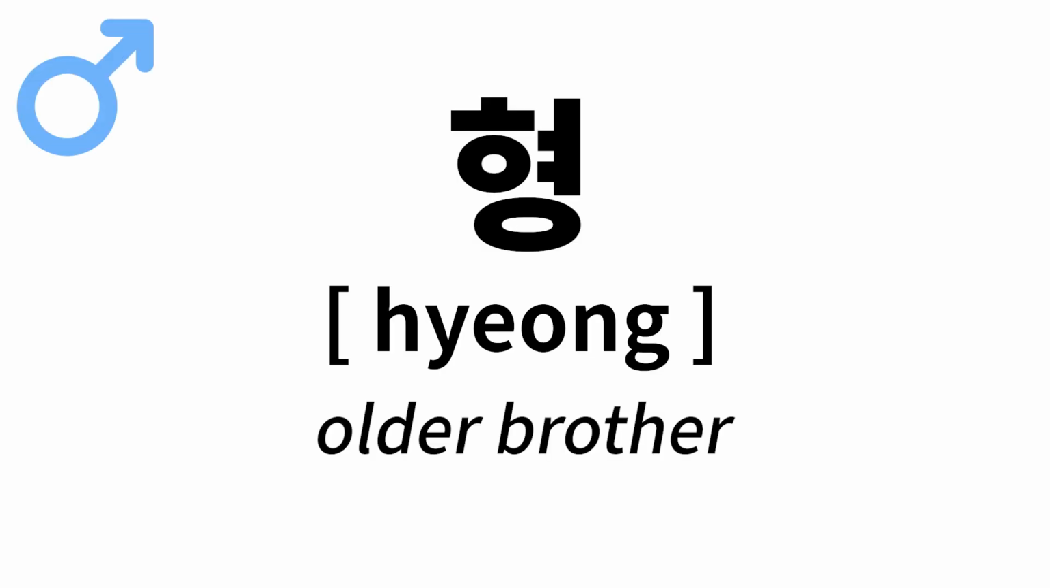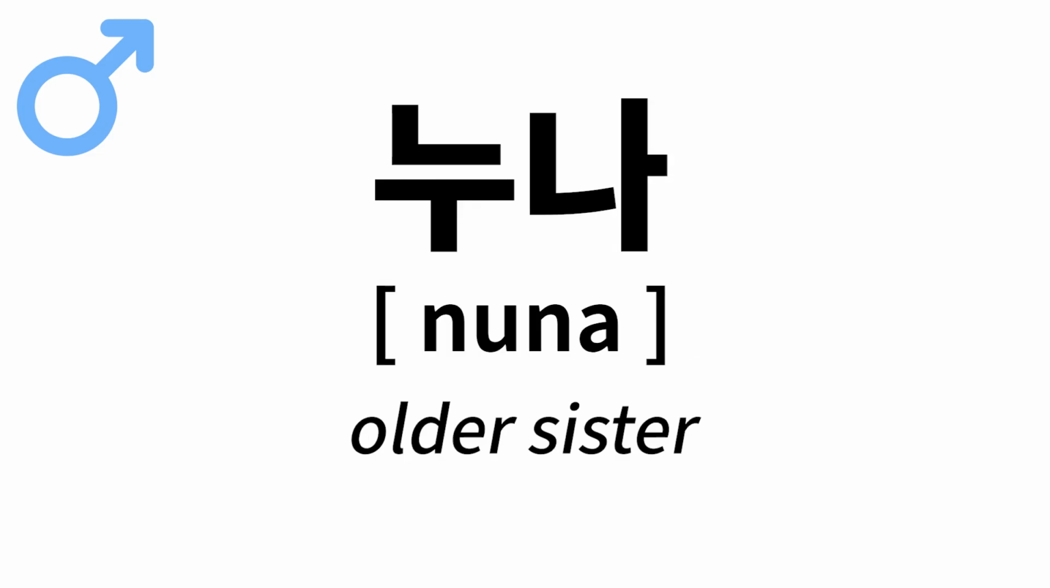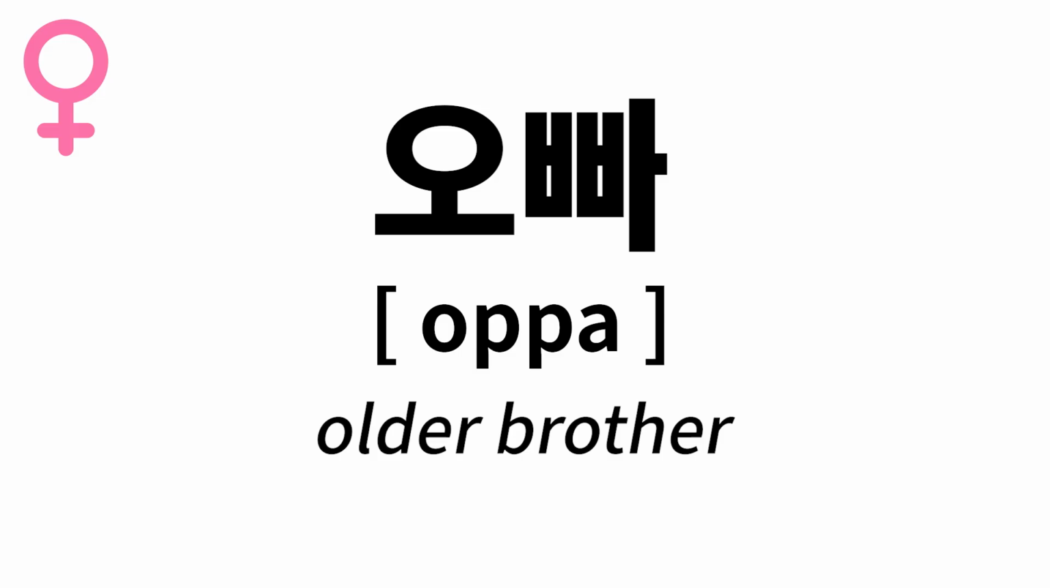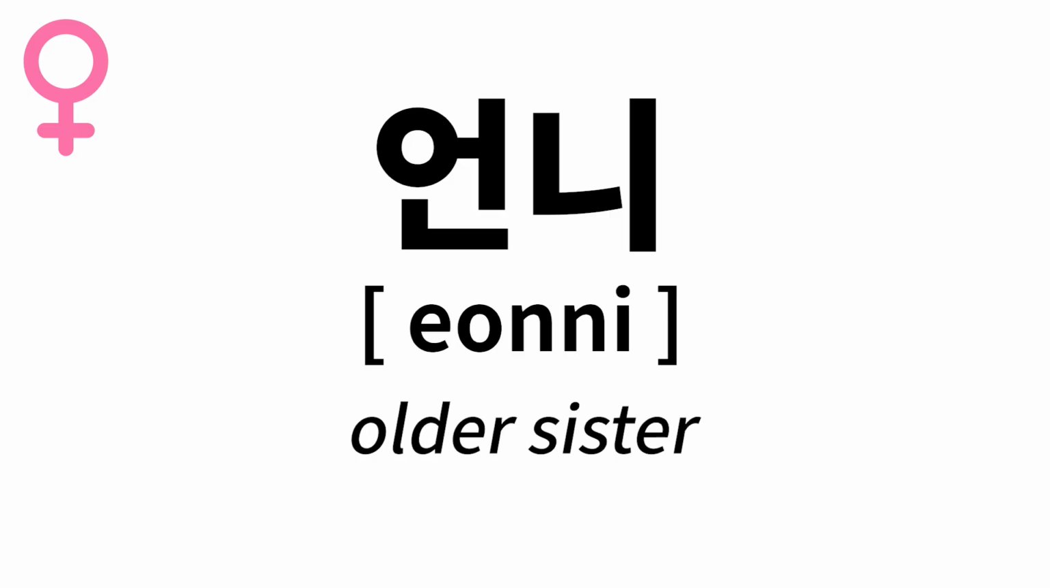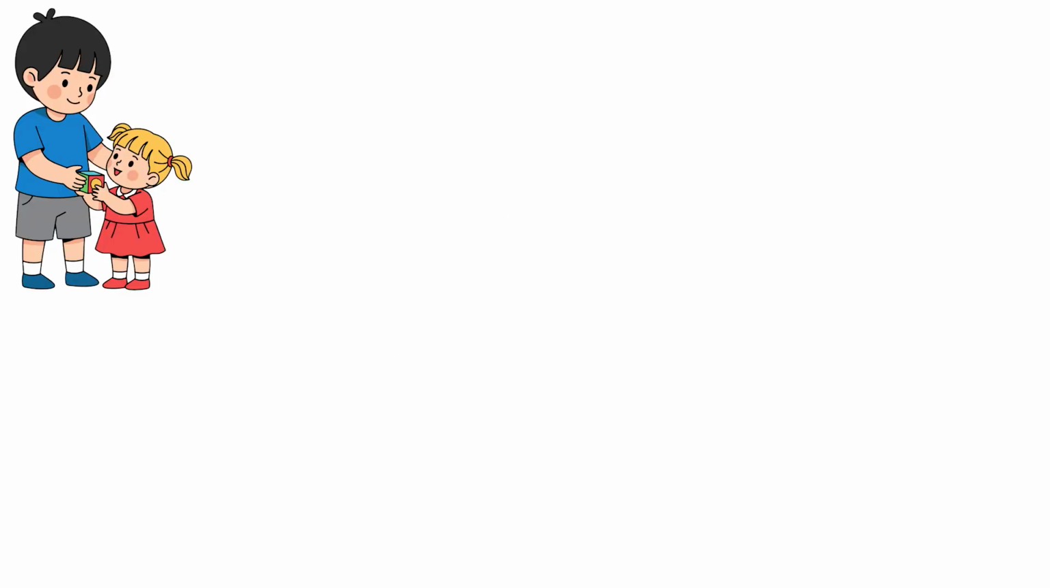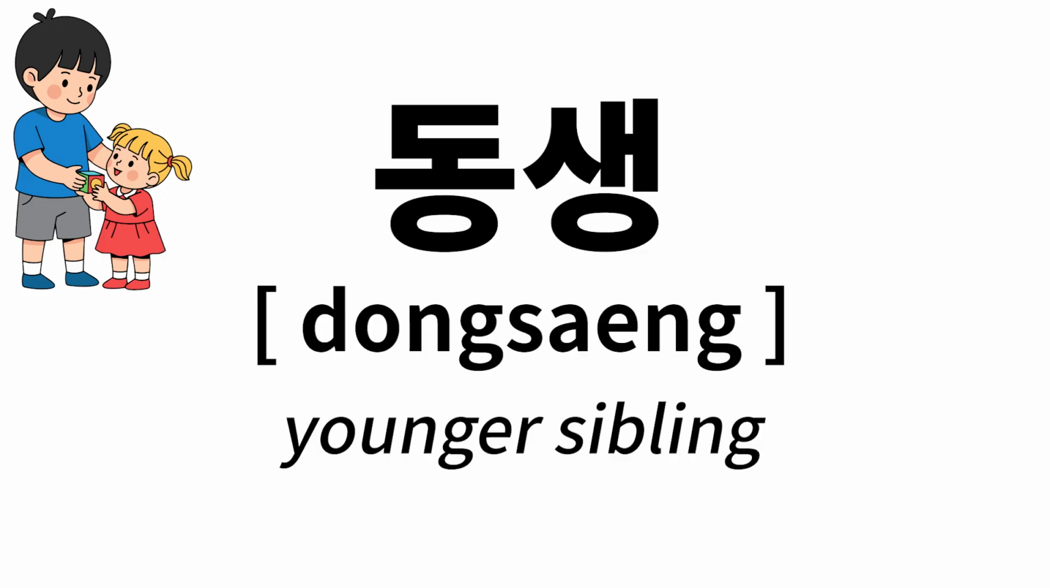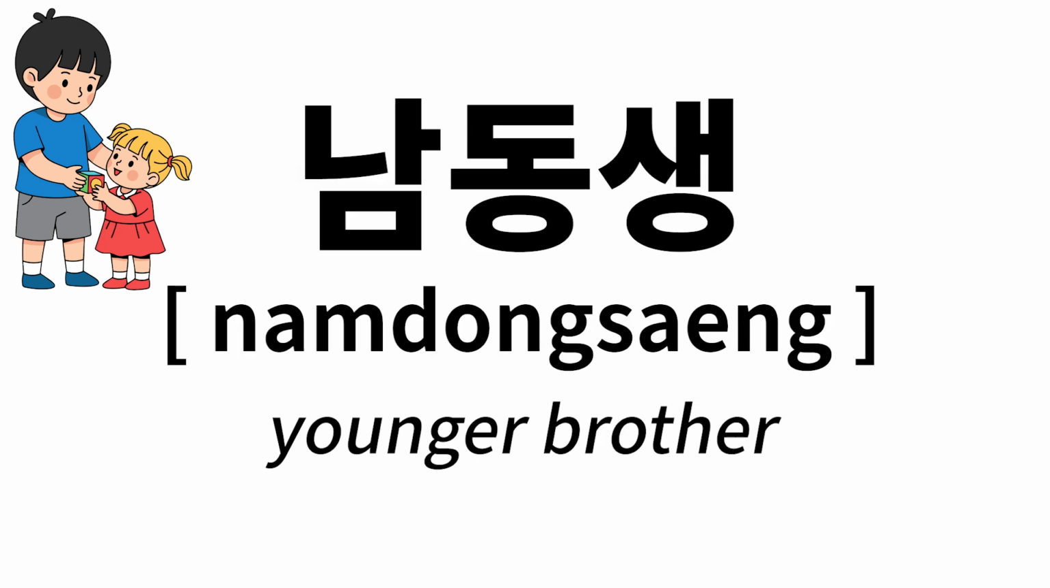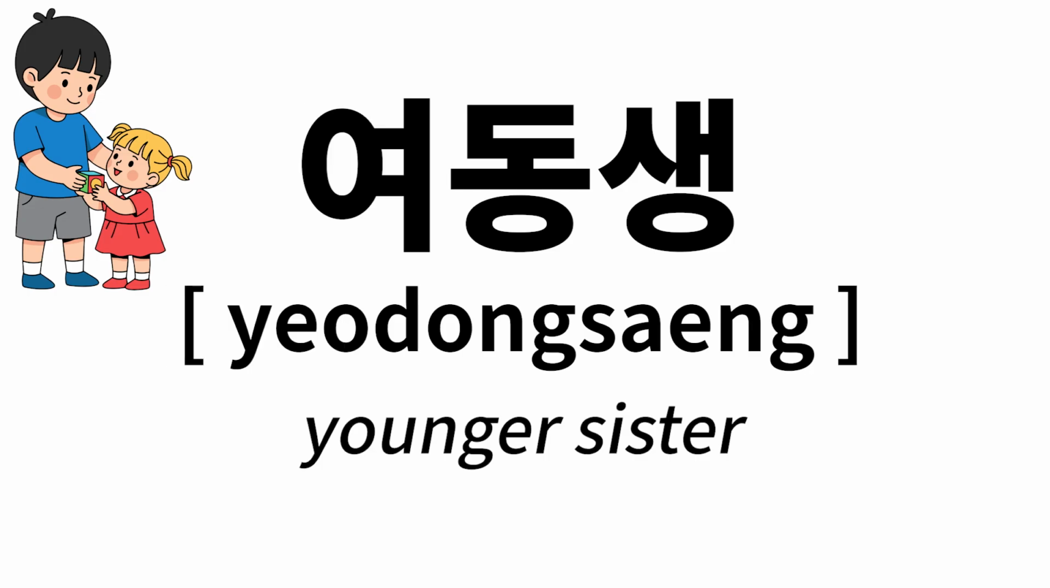Now, siblings. Korean has different words depending on your gender. If you're male, you can use 형, older brother, 누나, older sister. If you're female, 오빠, older brother, 언니, older sister. And for younger siblings, you can use the general term, 동생, younger sibling. But if you want to specify gender, you can use 남동생, younger brother, 여동생, younger sister.